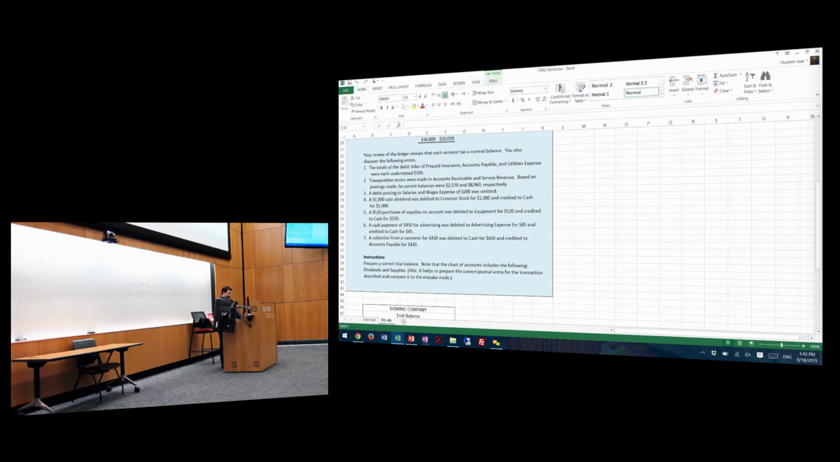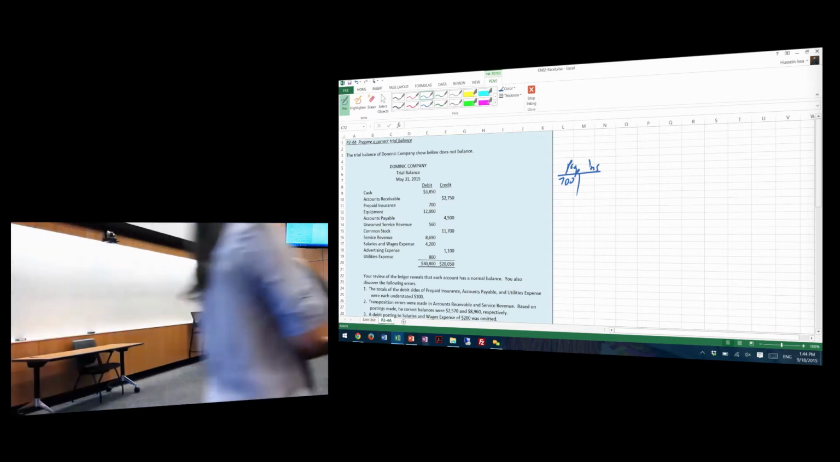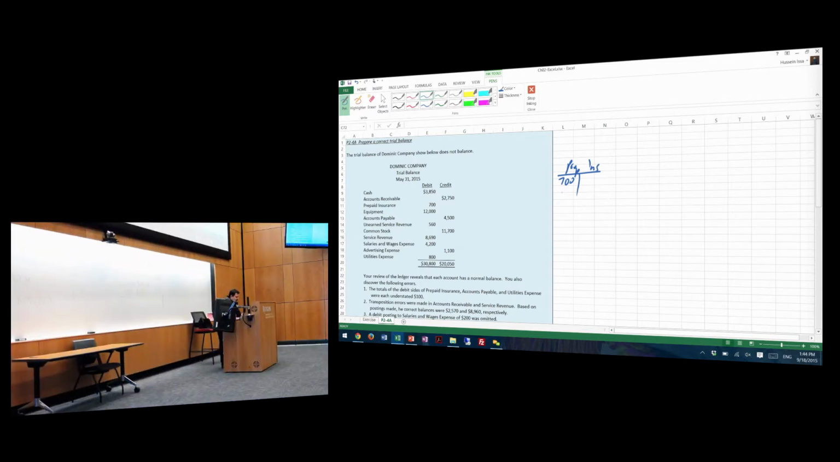So here, what's the balance that we have? We start with prepaid insurance. What was the balance? Come on, you can read it. 700. So, prepaid insurance, it was a debit balance of 700. And the problem says that it was understated by 100. So you add 100 to the debit side. What's the new balance? 800 on the debit side.